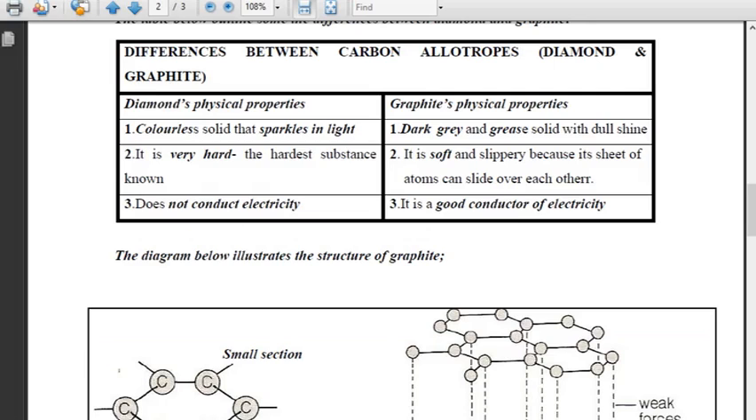Okay guys, I hope you were able to pause for a few minutes, maybe just 1 minute, and had a look at the differences between diamond and carbon.